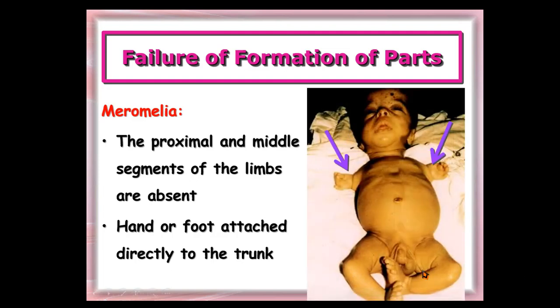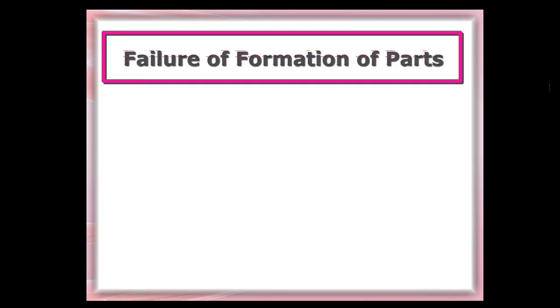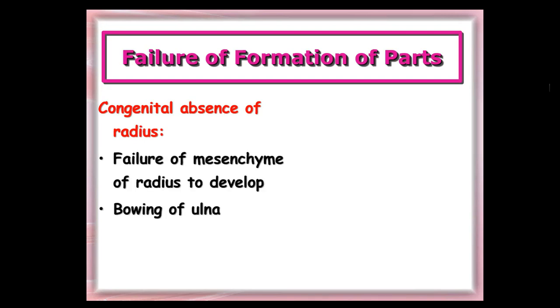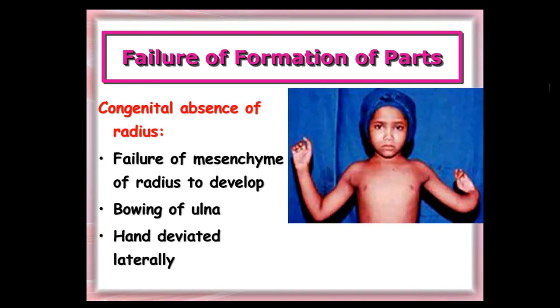The lower limbs here develop normally, while here in the upper limb there is absence of the proximal segment and the intermediate segment, there is absence of the arm and forearm, and only the hands are attached to the sides of the trunk. In this case we call it meromelia. Also, in failure of formation of certain parts, like congenital absence of radius, the radius does not form, so there will be bowing of the ulna and hand deviation laterally.